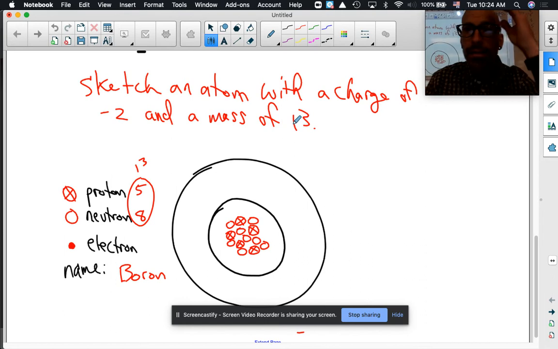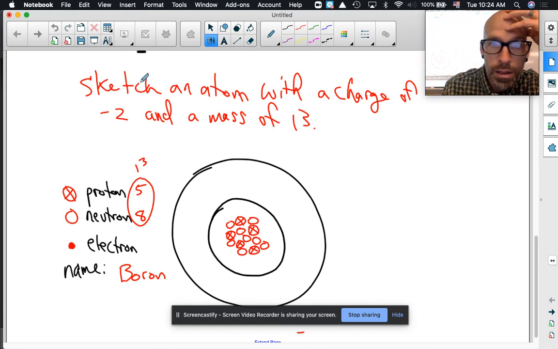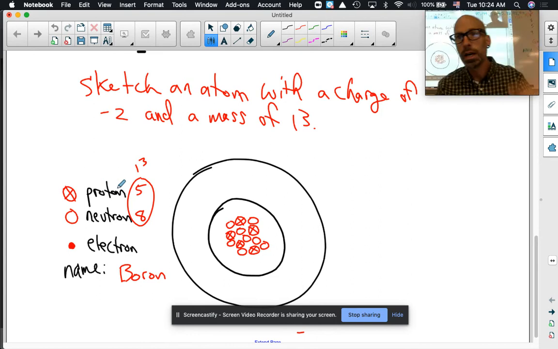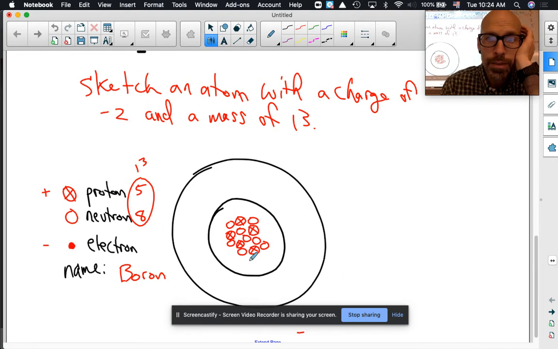Now I have to figure out how many electrons I need. Well, I want a -2 charge. So with a -2 charge, what is the charge on the protons? Remember, protons are pluses, the electrons are minuses. Right now I have 5 protons, 1, 2, 3, 4, 5, and those are all positively charged. So I have 5 pluses, but I want the atom to have a charge of -2. How many electrons would I need?